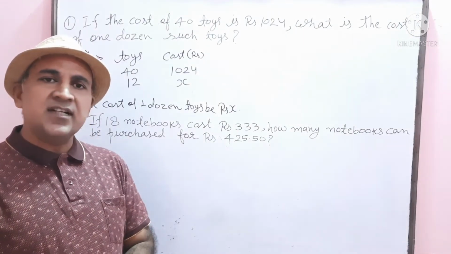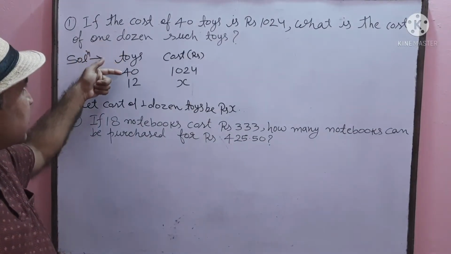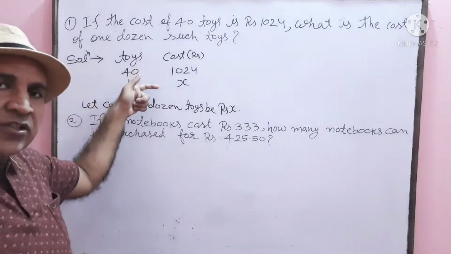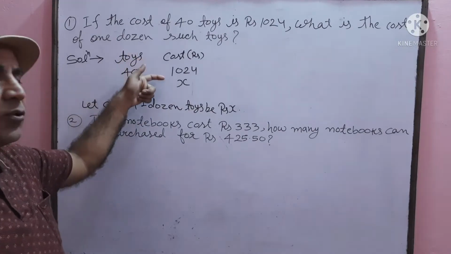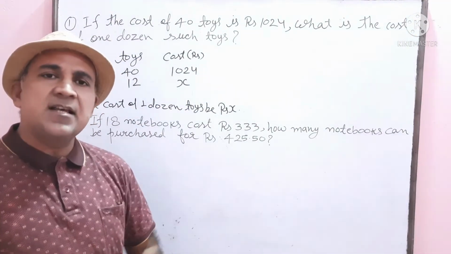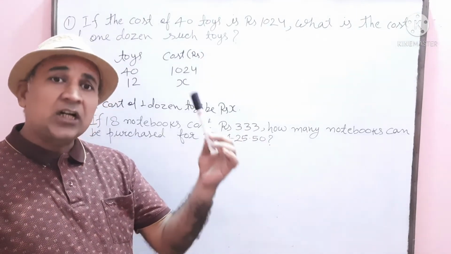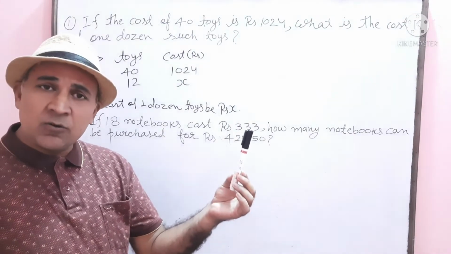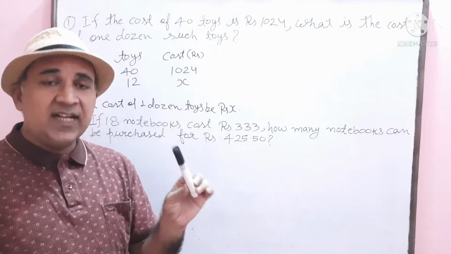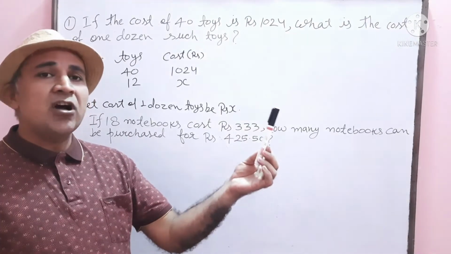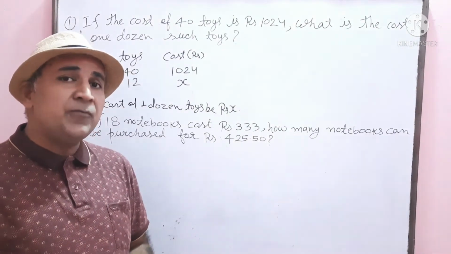Now we will check whether there is direct variation or indirect variation. So see children, what is the direct variation? According to direct variation, if one quantity is decreasing, the other quantity should also decrease. If one quantity is increasing, then the other quantity is also increasing. See one example I am giving you. Suppose cost of one marker pen is 10 rupees. So cost of 5 marker pens will be 50 rupees. That you can calculate easily.